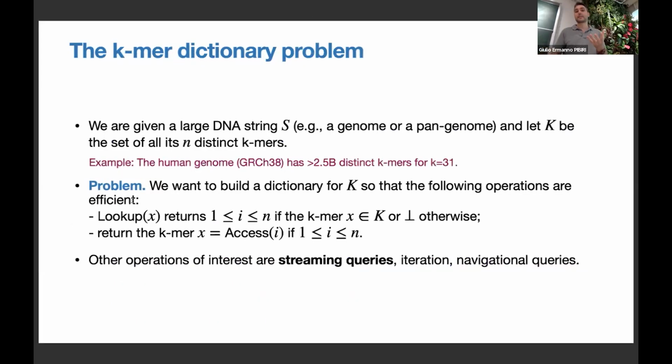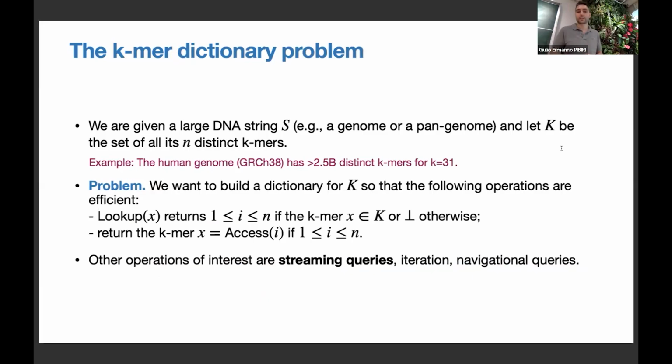But this is the problem that we deal with for this talk. So the fundamental problem that is common to all those indexes is the following one. We're given a set of k-mers coming from a large string S or a large collection of strings. Let's suppose that K is the set of all these distinct k-mers. What we want is a dictionary for K.